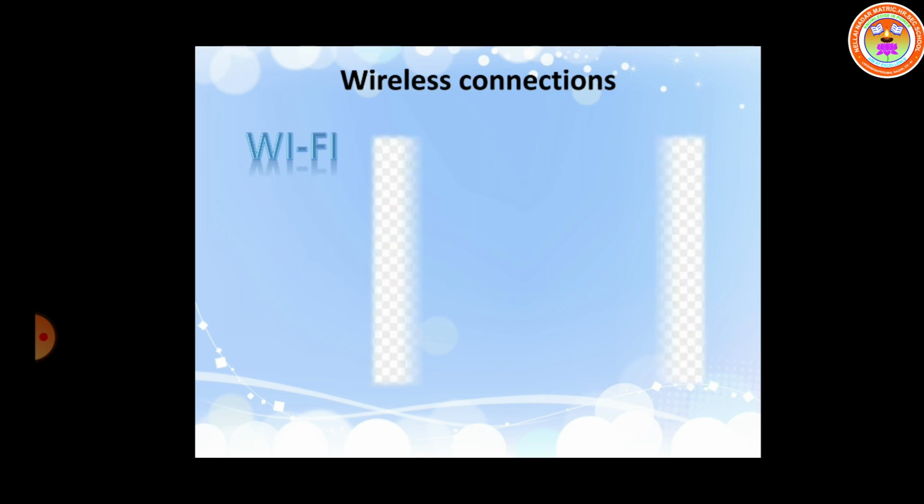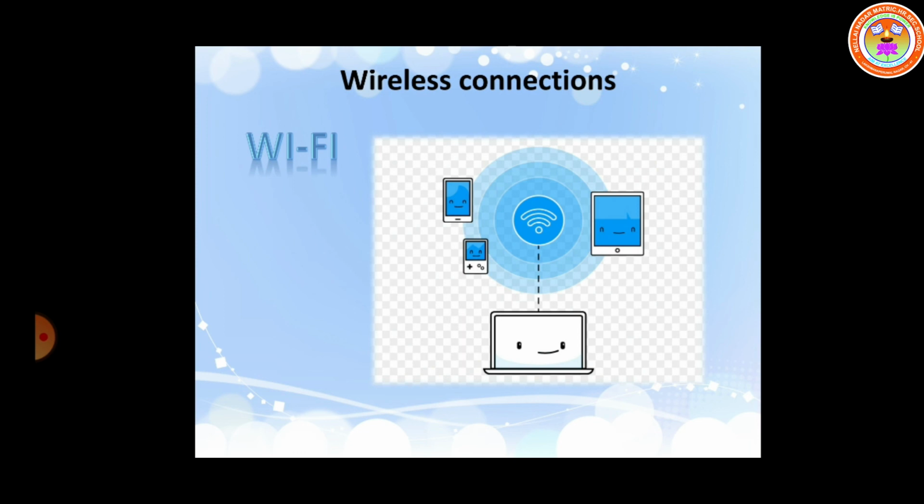And next is Wi-Fi connections. What is this Wi-Fi? You are all aware of Wi-Fi net connections. Net connectivity can be obtained using Wi-Fi without any connecting cables. Any data from anywhere can be shared using Wi-Fi, that is wireless transferring of data.